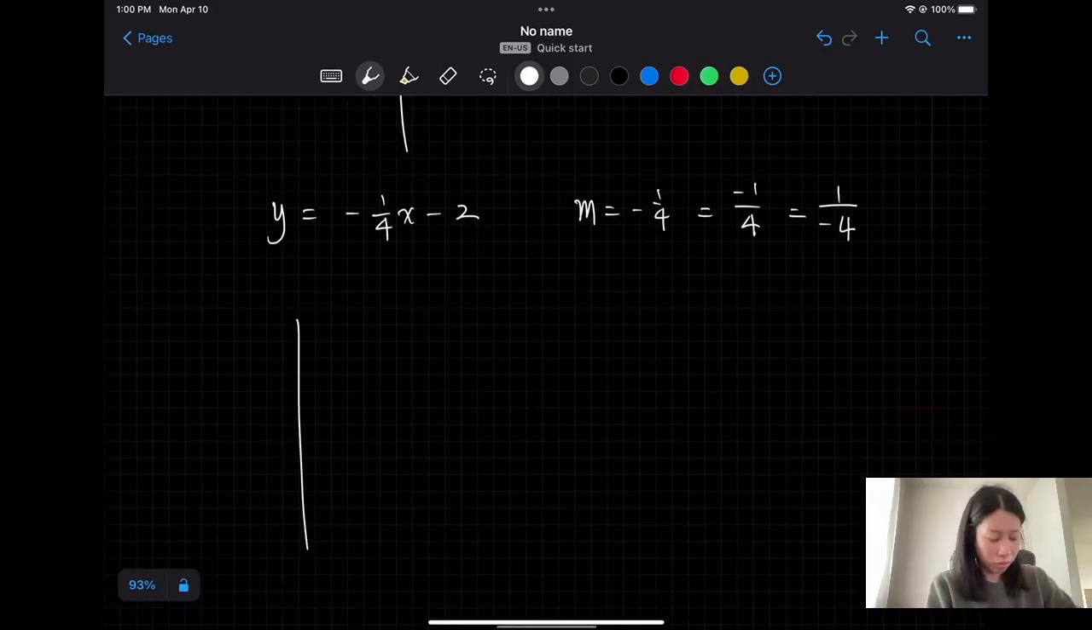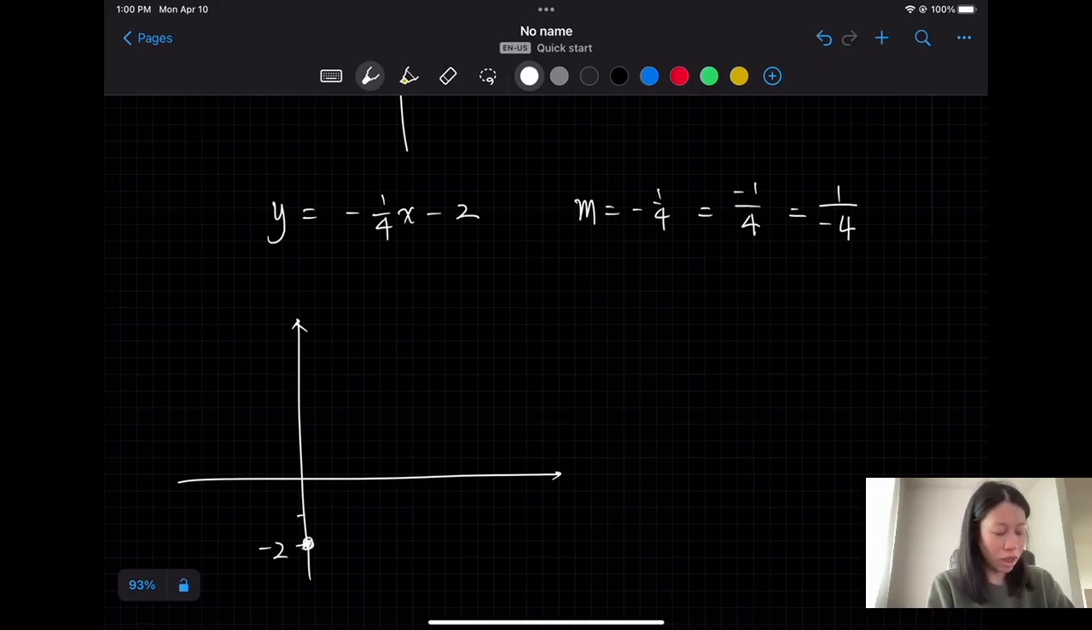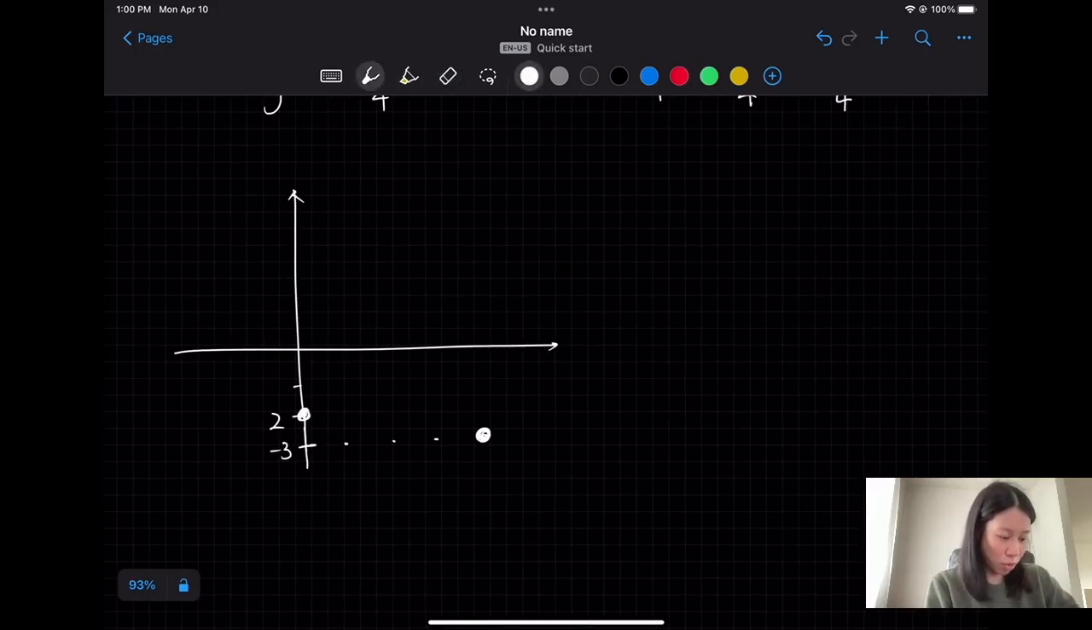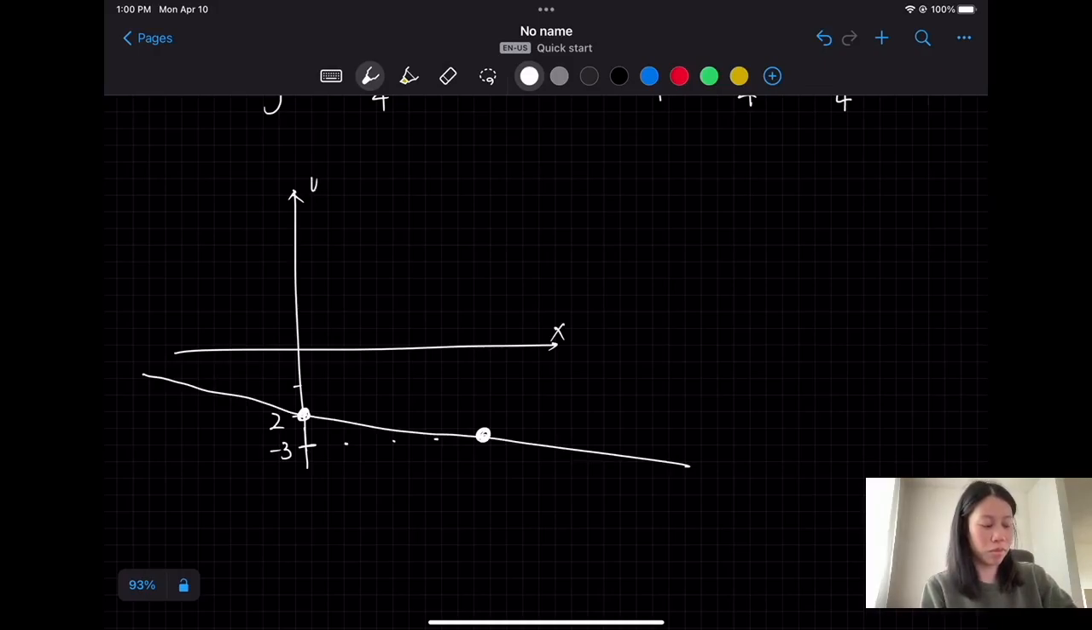For this one, we have negative 2 here as our y-intercept. Going down 1, I will have it here at negative 3, and run 4 units, 1, 2, 3, 4. So this is our other point. Connect these 2 points. Okay, this is not the best graph, but if I connect these 2 points, I will get another linear function.